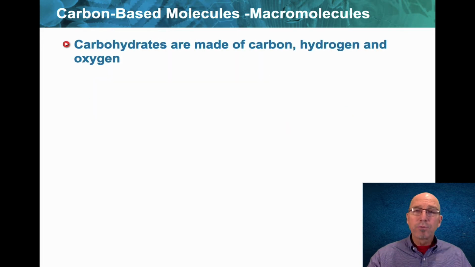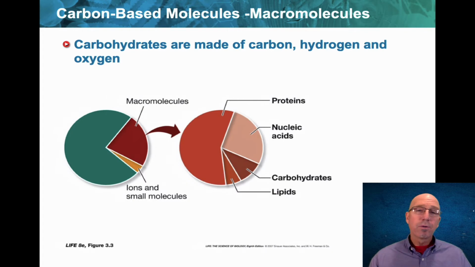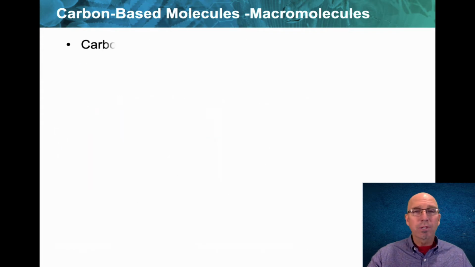So the first group of macromolecules we're going to talk about right now are carbohydrates. So number one, they're made of carbon, hydrogen, and oxygen. So no nitrogen, no phosphorus, no sulfur in these. The carbohydrates you can see over on that second piece of pie are about 12, 14, 15% of the macromolecules we find in living things. So you and I are made of about that percentage. About 10, 15% of our cells are made of that.